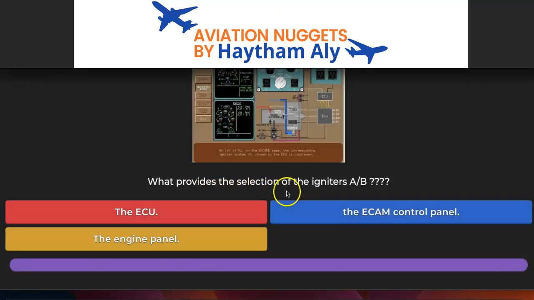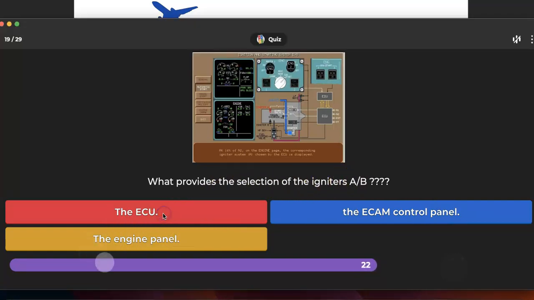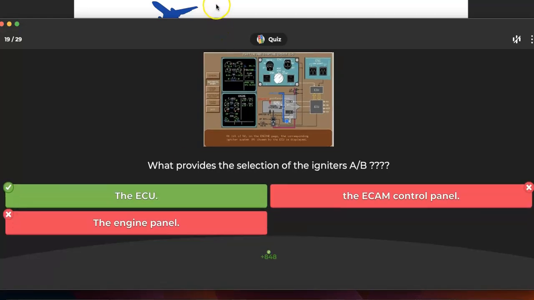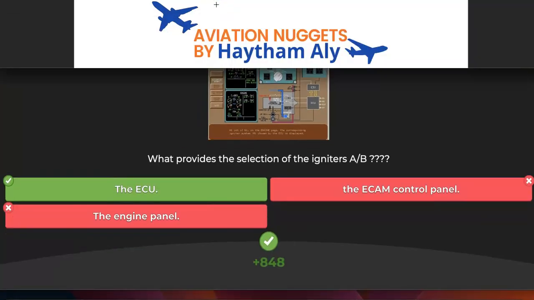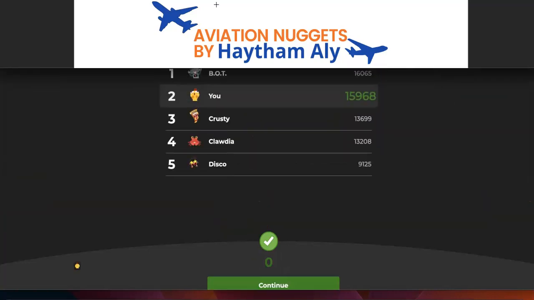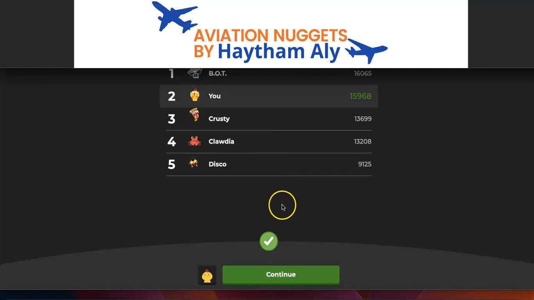What provides the selection of the igniters A and B? The ECU, the ECAM control panel, the engine panel. The ECU provides the selection of the igniters A and B. In automatic, it selects one igniter. If we do a manual start, both igniters are coming.